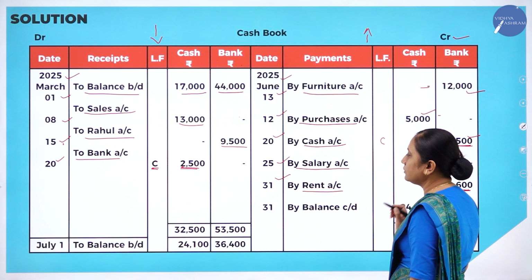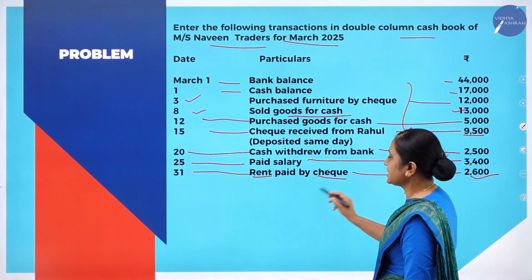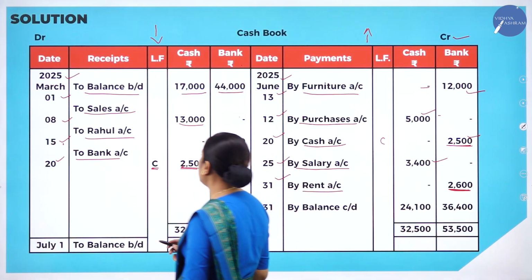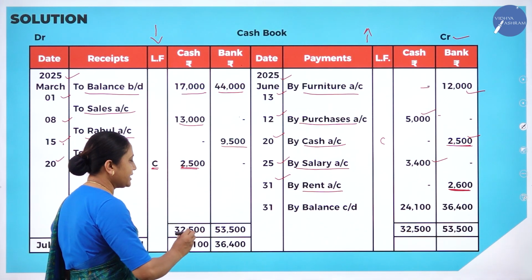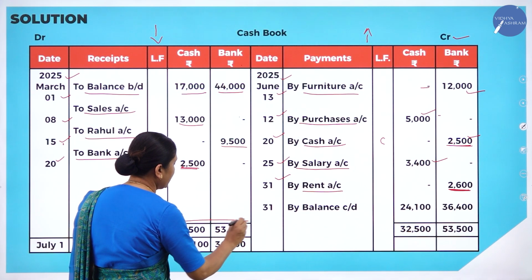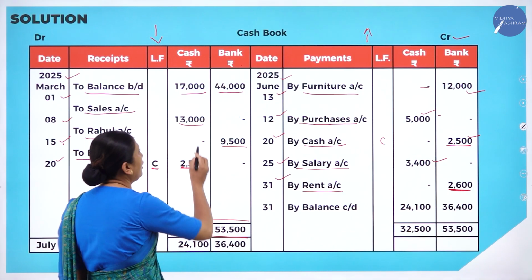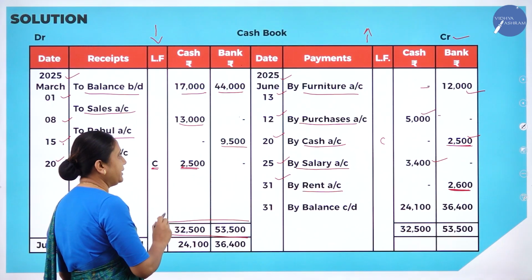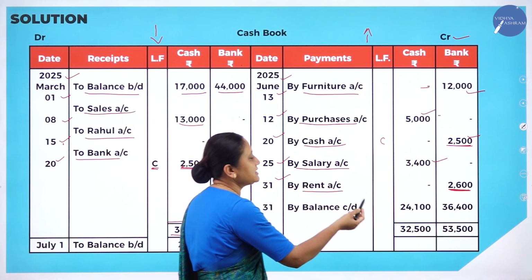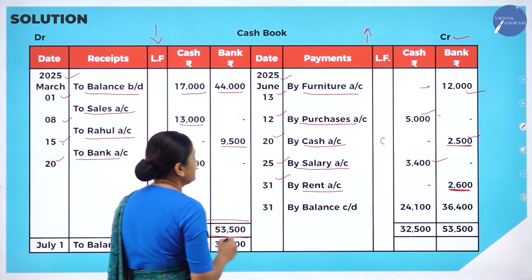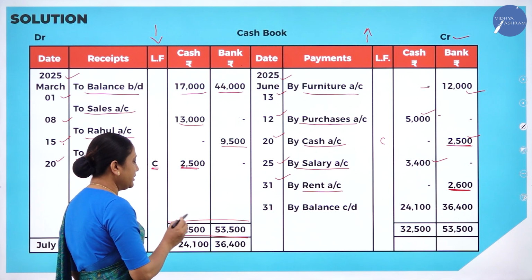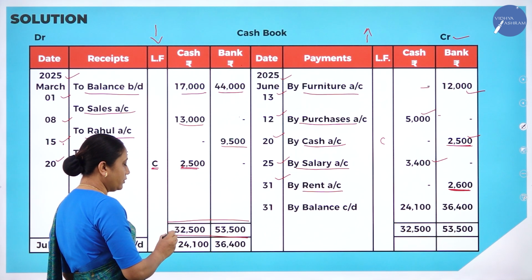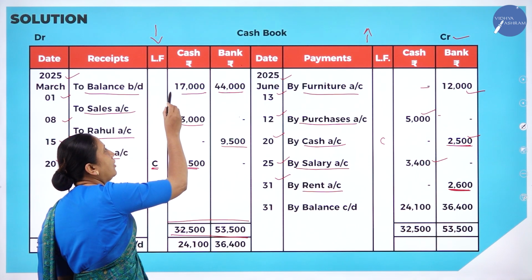Now see here, all the transactions we have transferred, it is done. After transferring all the transactions, we have to do the total of the cash column and also the bank column. We have to check whether the debit side is greater or the credit side is greater. In this problem, the cash column debit side is greater, 32,500. You add all these.